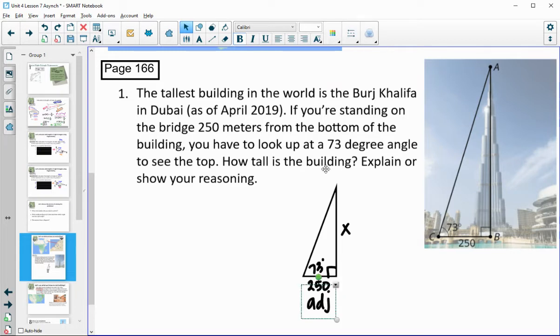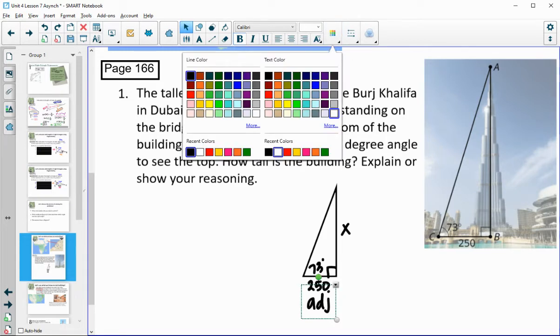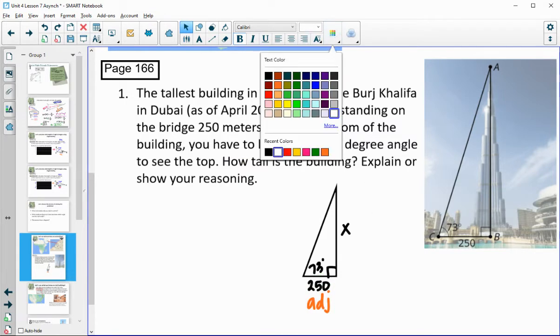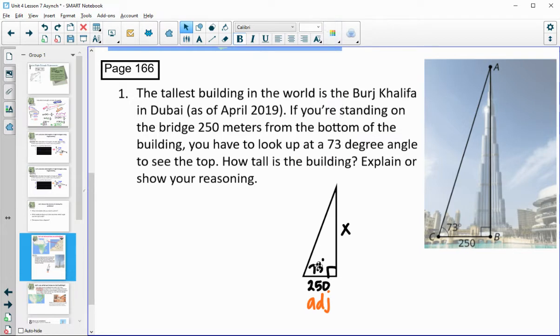I don't know why it's not changing color here. All right. Guess it doesn't feel like changing color. Maybe it's this. Oh, there we go. Okay. And then across from the angle is the opposite. So across from the 73, or the height in this case, is our opposite.